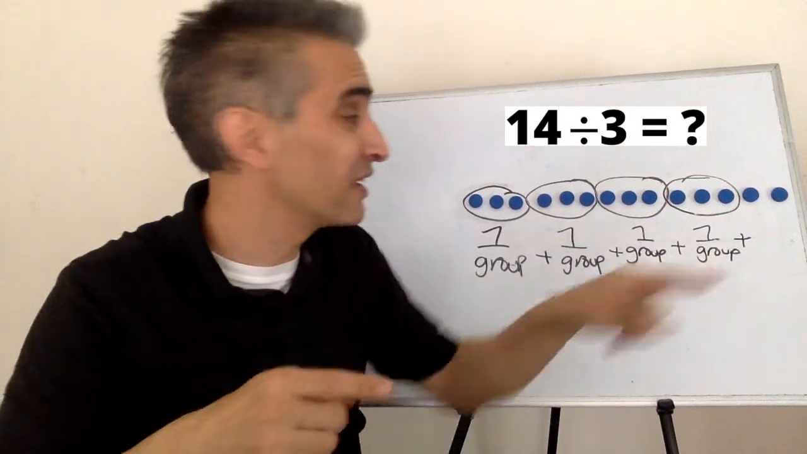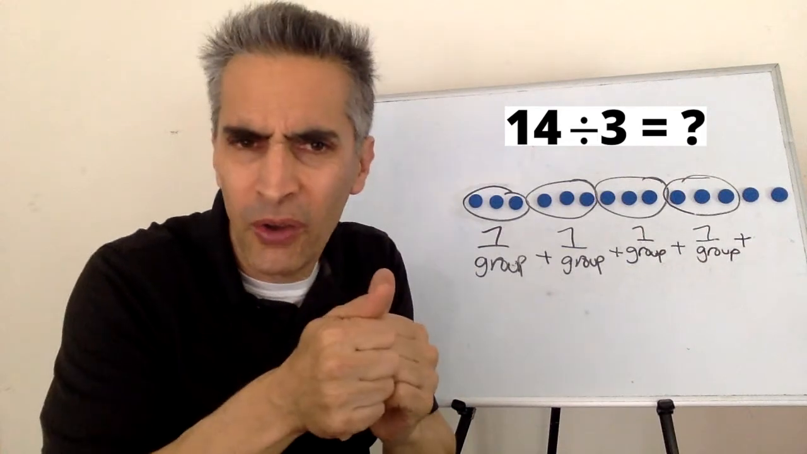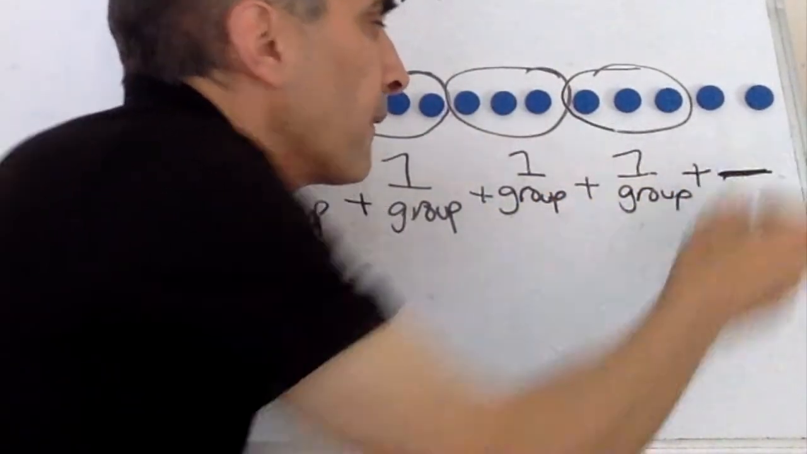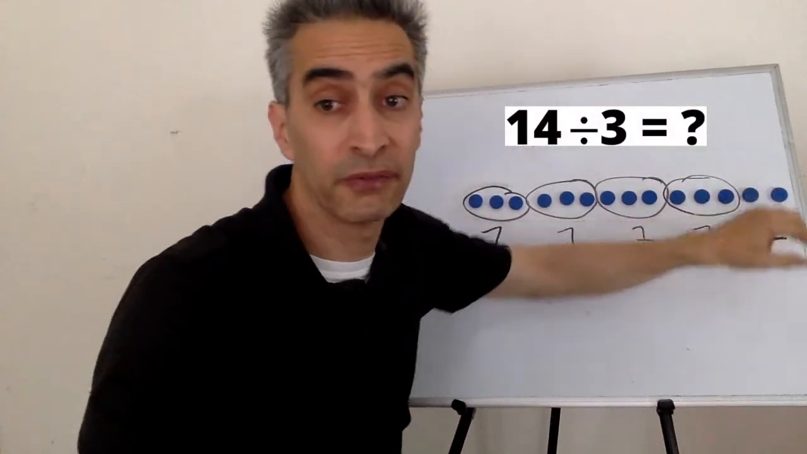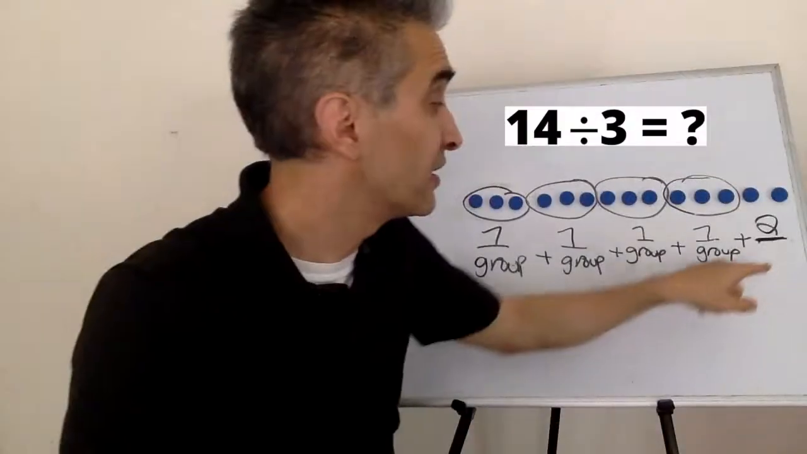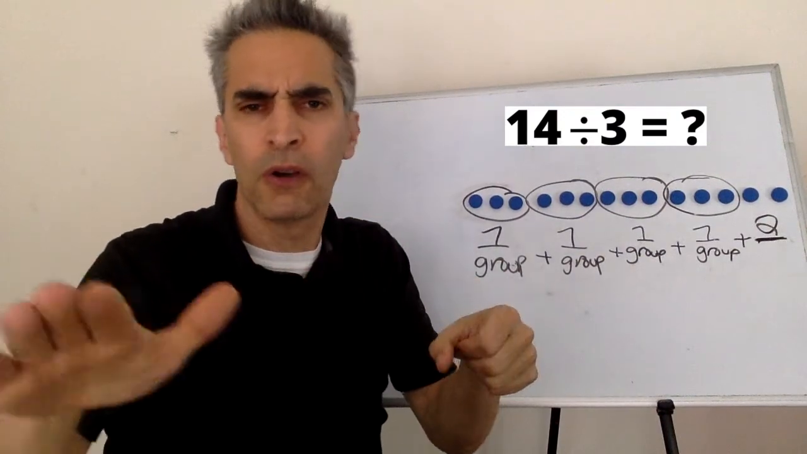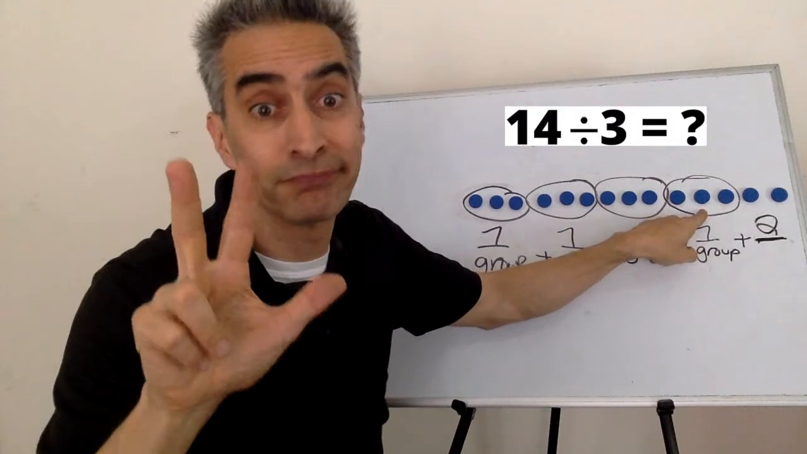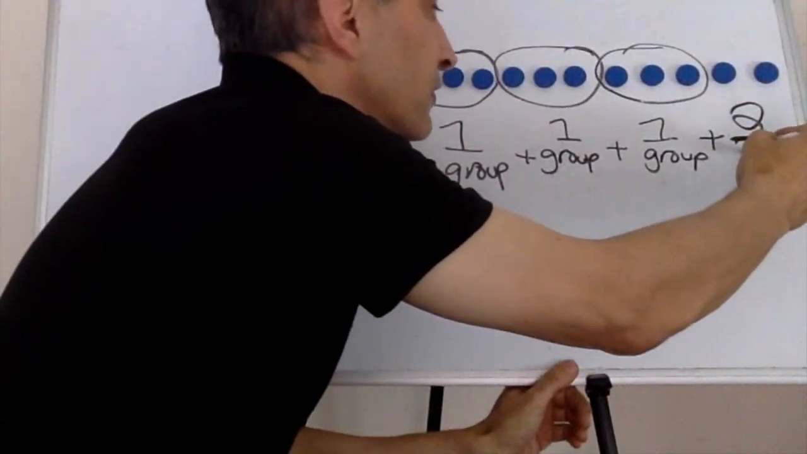This is not a full group. This is part of a group. How are we going to write this? These two we're going to put here. And the denominator must be a full group. A full group that measures 3. We're going to put that right here in the denominator.